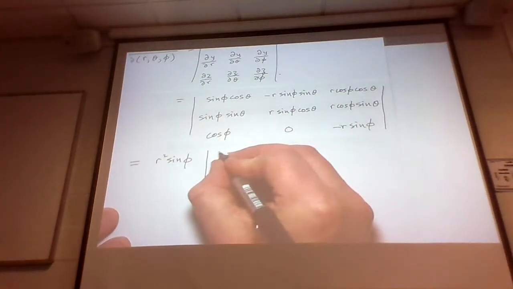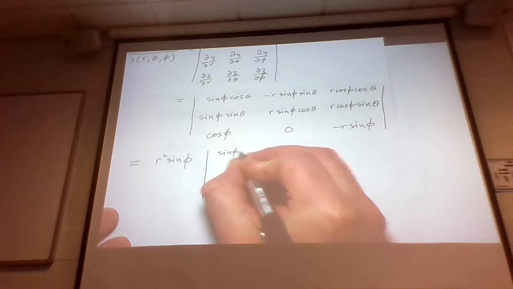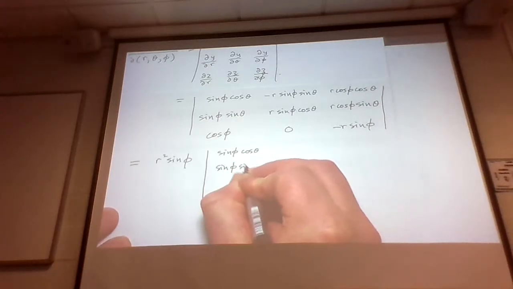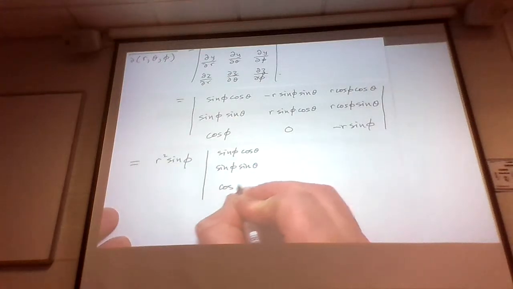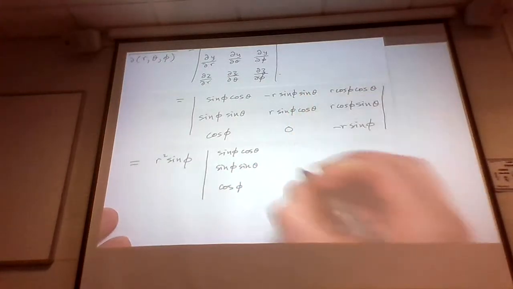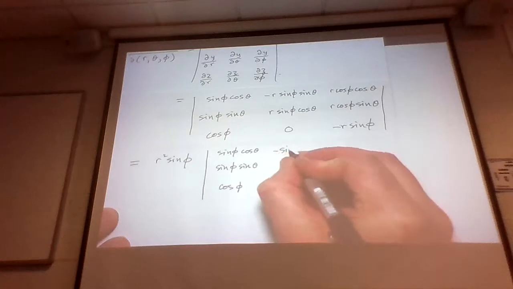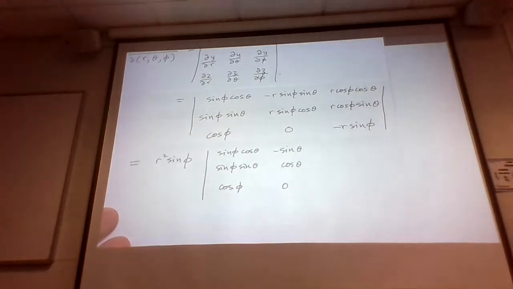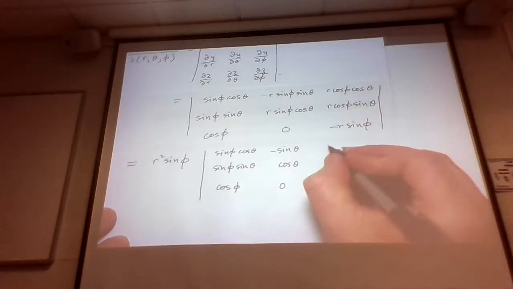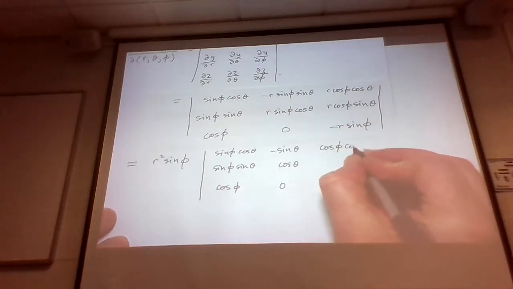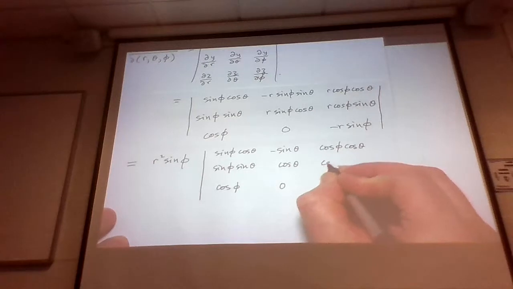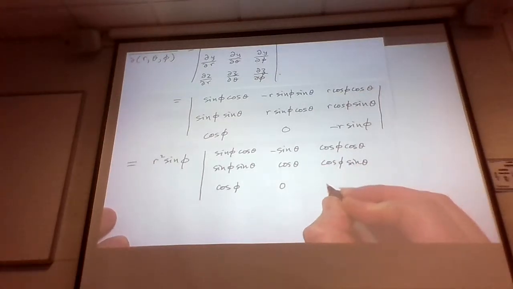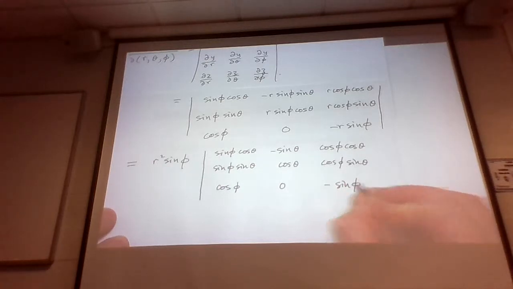The first column remains unchanged. The second column gets factorized: sine phi sine theta becomes... minus sine theta, cosine theta, still 0. And we've taken r out of the third one: cosine phi cosine theta, cosine phi sine theta, minus sine phi.